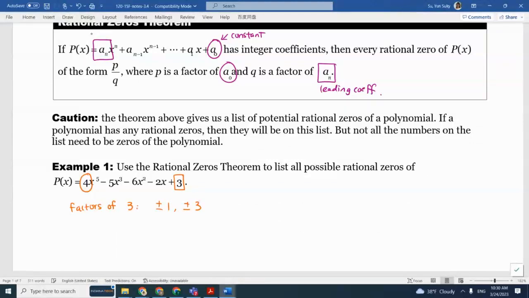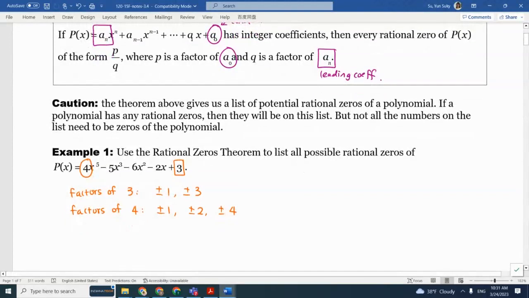And then you look at the leading coefficient. You write down factors of the leading coefficient. You always start with plus or minus 1. What's the next factor? Plus or minus 2. And then? Yeah, plus or minus 4. Right, everybody?